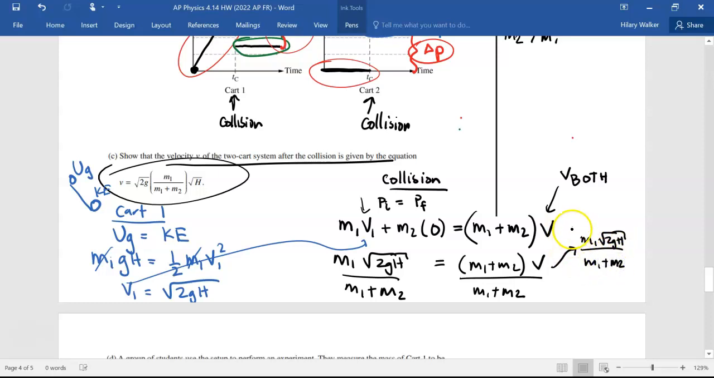Great. And they just went ahead and rewrote it slightly different. They moved the square root of 2gh up front and then the h outside of it, which you'll see why in a second, but either format is going to be the same. So let's go ahead and go through the scoring.